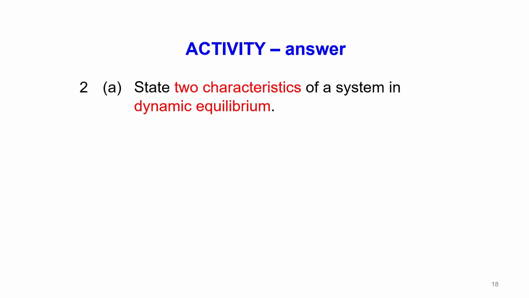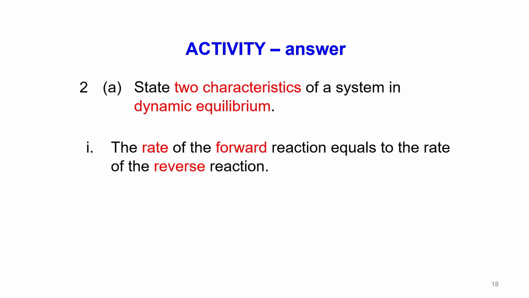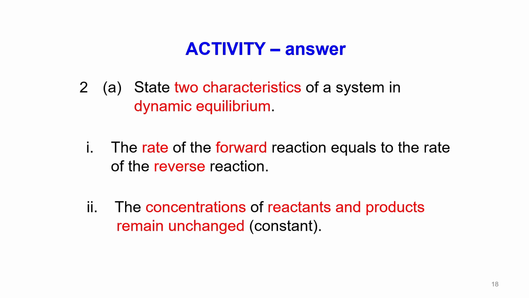Okay, number 2. 2 characteristic of system in dynamic equilibrium. So the rate of forward and reverse are equal. Then number 2, the concentration of reactant and products remain unchanged, meaning that it is constant.